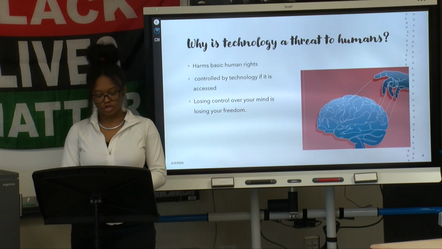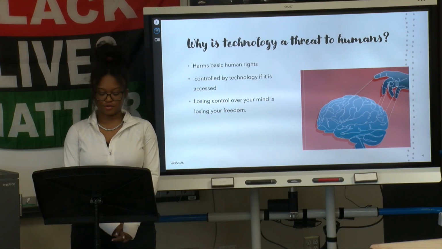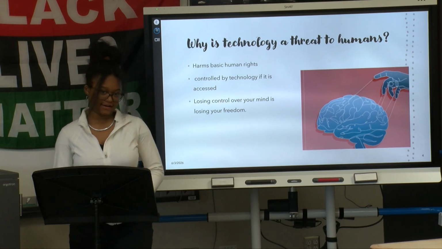If governments or authorities gain access to mind-reading technology, it could be used to control or silence people rather than protect them. Taking away control over one's thoughts removes personal agency and threatens the core rights that protect the mind.